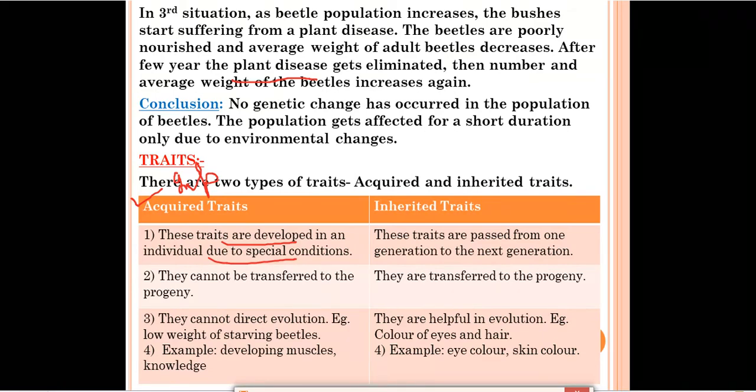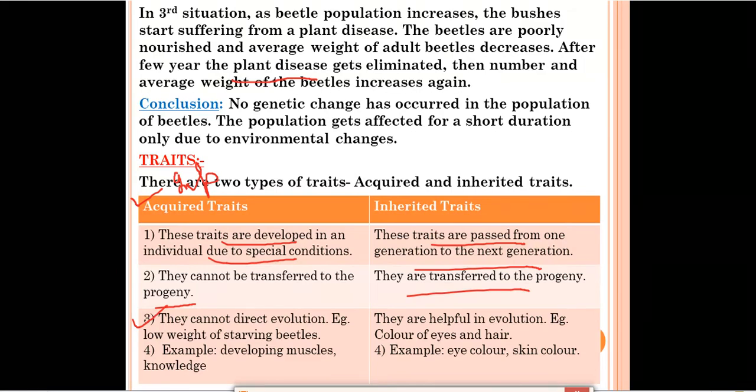These traits are passed from one generation to the next generation, which means they will be passed from the parents to their children. They cannot be transferred to the progeny, which means they cannot be transferred to the children. Progeny means what? Next generation. No, they are transferred to the progeny. Third point, they cannot direct evolution, which means they are not helpful in evolution. They are helpful in evolution.